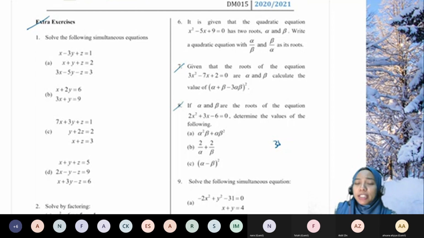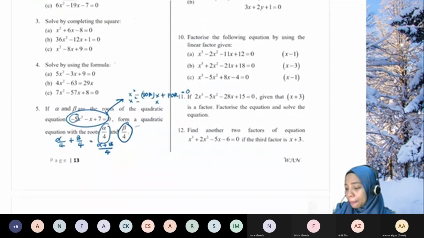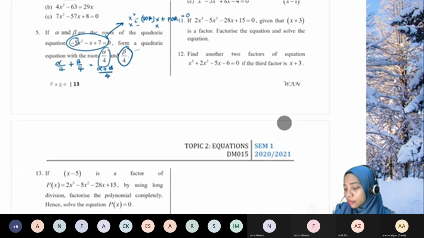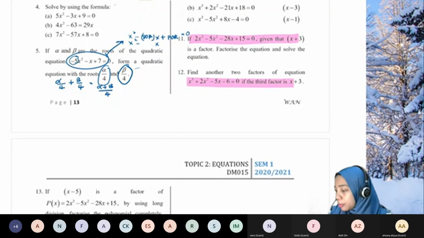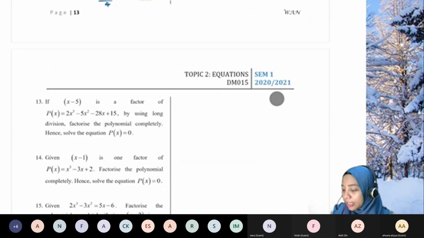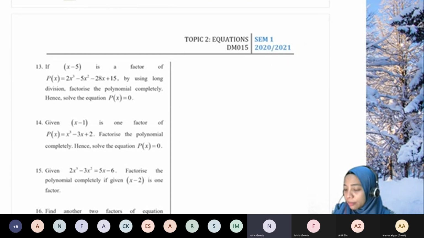Okay, apa yang you boleh buat adalah pastikan you sudah menyiapkan tutorial 2 that are given to you and extra exercises. Okay, semua pun yang you dah belajar. Kalau you tengok nombor 11, boleh buat tak nombor 11? Boleh? Nombor 12, boleh buat? Boleh. Okay. By using long division, dia dah bagi dah.